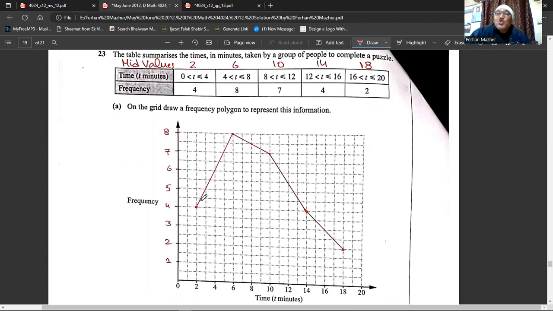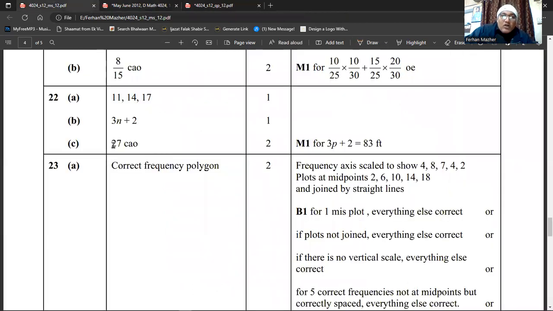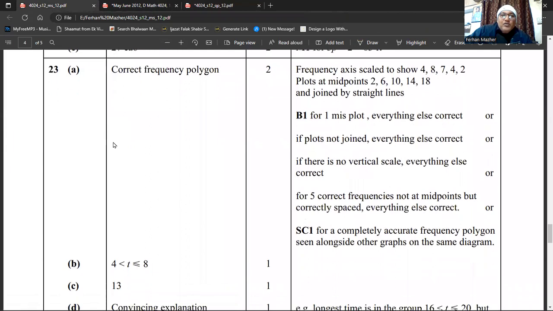These are called ruled lines. Point to point, I will join with the straight line. So this point, straight line, this point, straight line, this point, straight line, this point, straight line. This is called a frequency polygon.